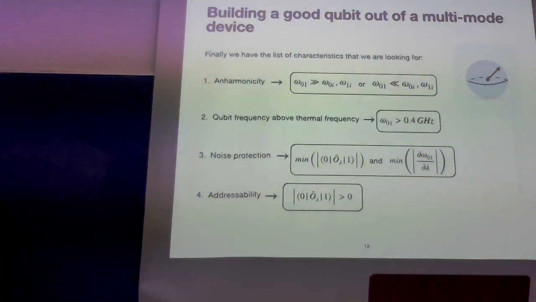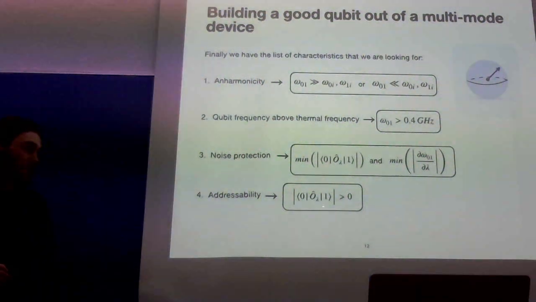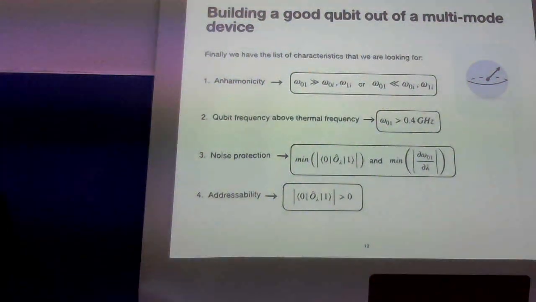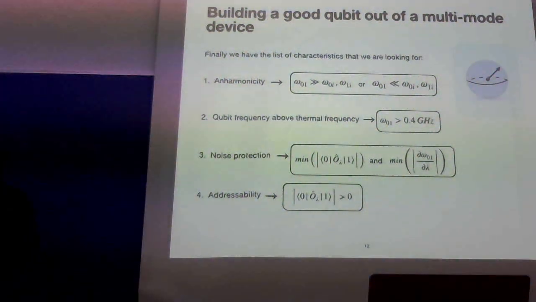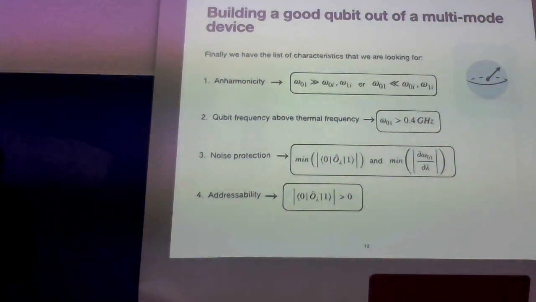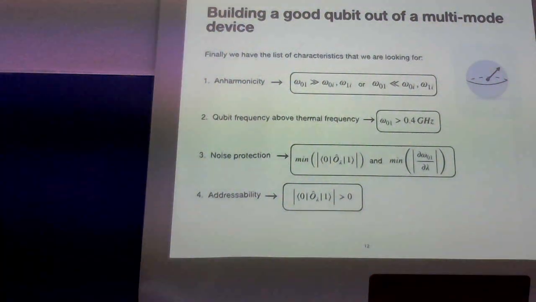So we need to minimize this, but keeping these matrix elements different from zero, because the noise source is coupled to the system through the charge operator, but we also drive our system through the charge operator. So we are interested in minimizing this, but also keeping it not zero so that we can still drive our system.